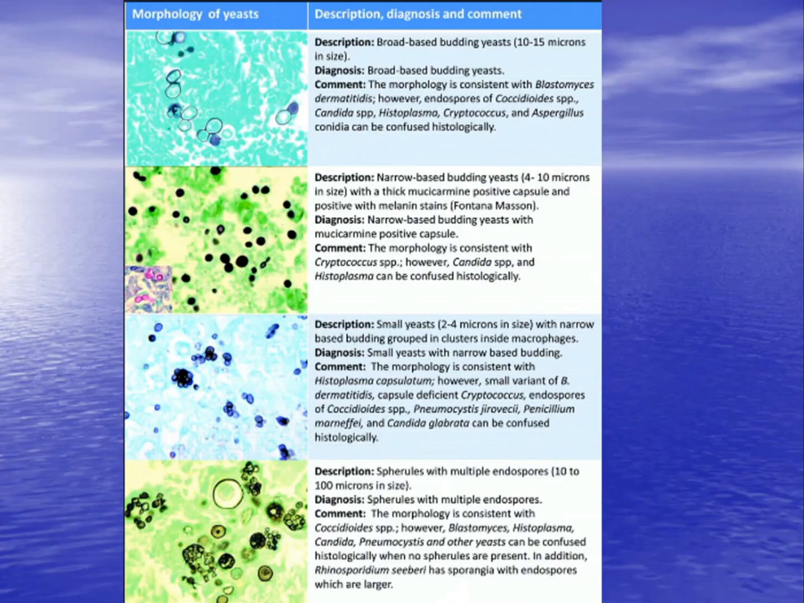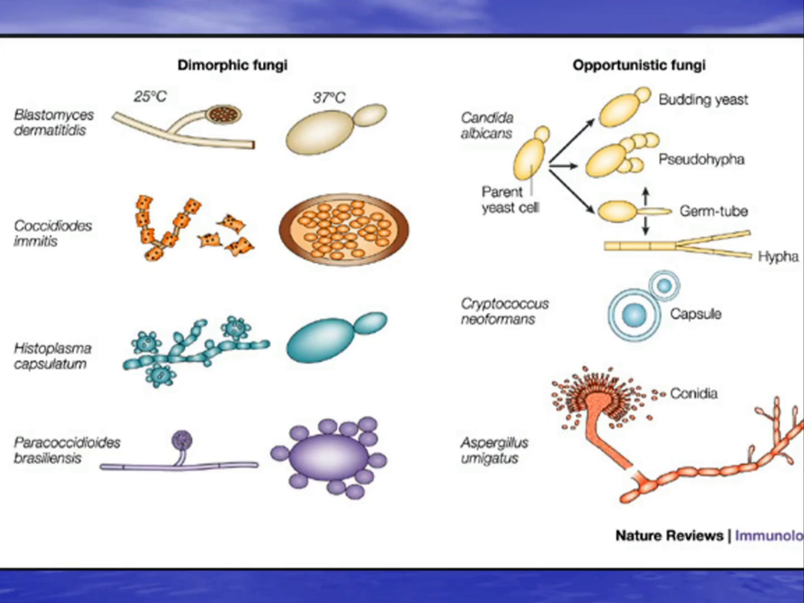Okay, next. So these are diagrams showing you the cocci barrel and the spherule and the blasto. It's supposed to be a broad-based bud, although it doesn't look like it. Histo is supposed to be small, and the paracocci has multiple daughters. Crypto is not dimorphic, but it's a narrow-based bud, and Candida can look like yeast and germ tubes and pseudohyphae, and Aspergillus. Next.